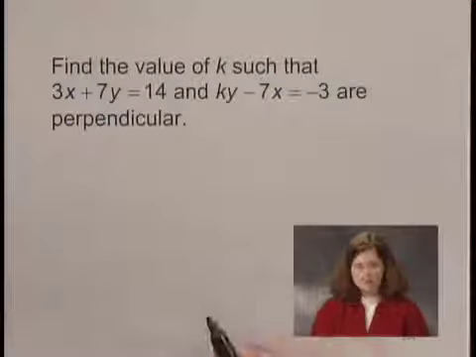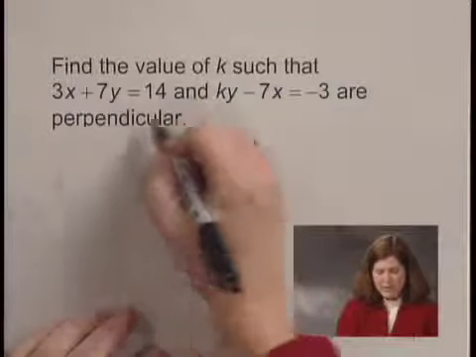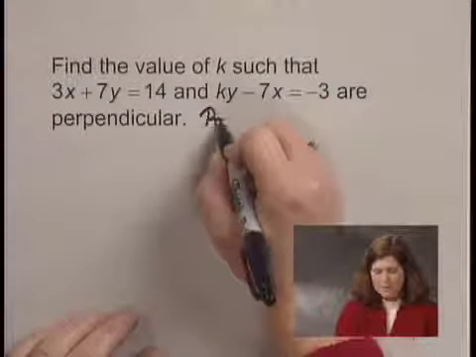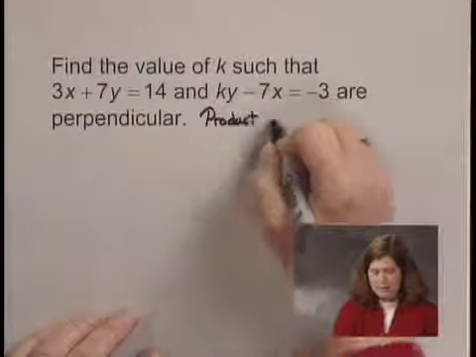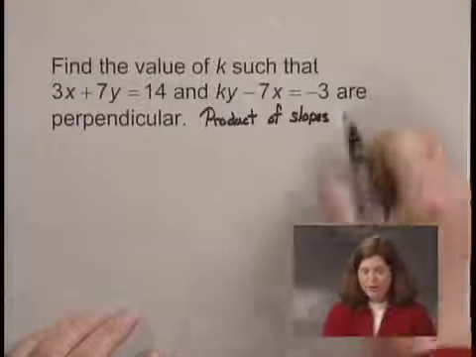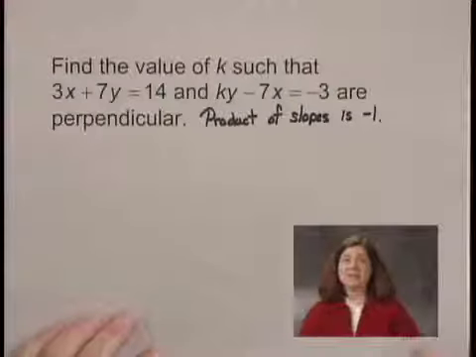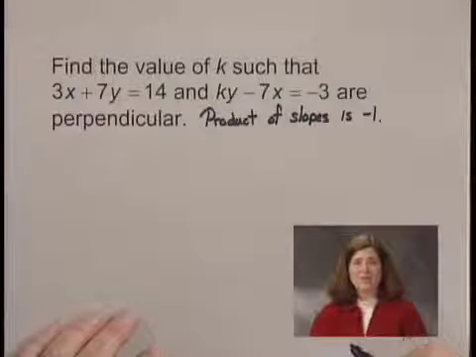And we need to remember that the product of the slopes of perpendicular lines is negative 1. And that's the key that we're going to use to find the value of k.